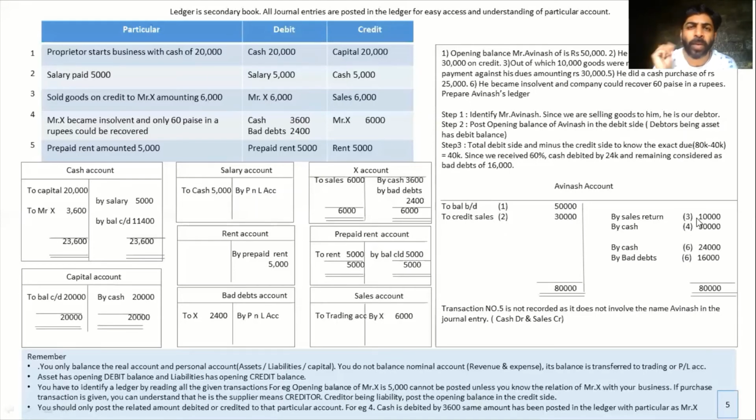We should be very quick in our calculation. It should take not more than a second to do this kind of small calculation. So 24,000 is ideally what I got from Avinash. So the remaining 16,000, what is that called? Bad debts. Avinash is your debtor, right? And a debtor becoming insolvent is bad for you, and we call it bad debts. I hope these words are clear.